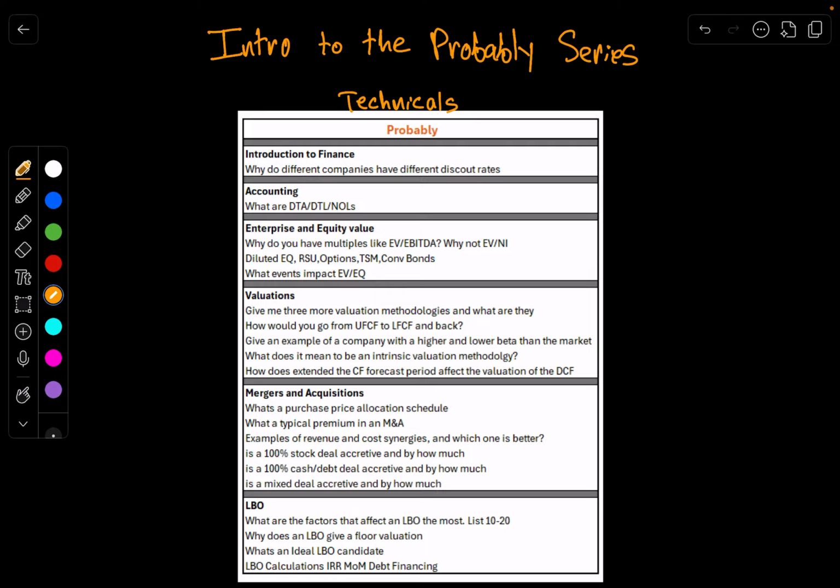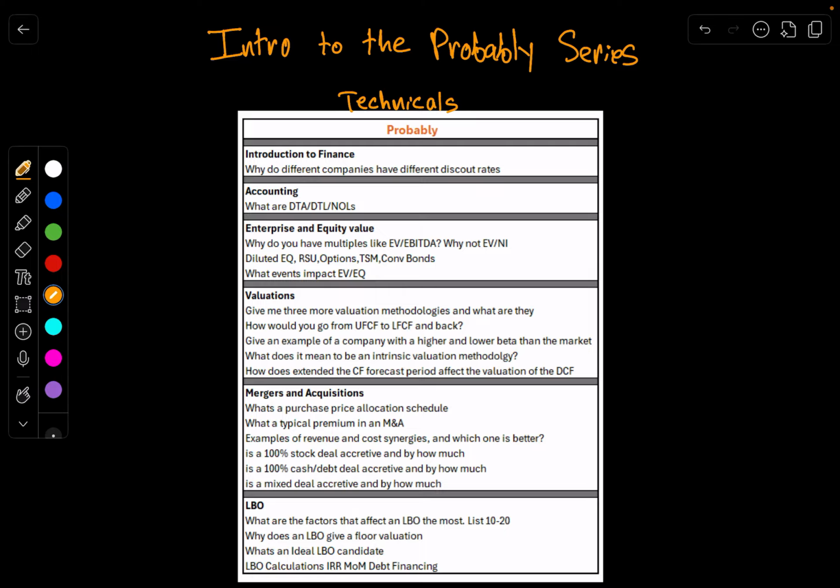Moving on to M&A, we're going to be looking at a purchase price allocation schedule. We're going to be looking at what a typical premium looks like in an M&A transaction. We're going to be looking at different revenue and cost synergies and which one is better for a company, right? Are cost synergies better? Are revenue synergies better? Then we're going to be going into merger math, right? So we're going to be talking about whether a particular transaction is accretive depending on its financing, whether it's cash, stock, or debt, and how accretive or how dilutive this transaction is. We're going to be looking at a mix of all of those variables, right?